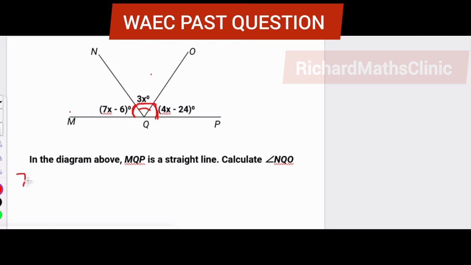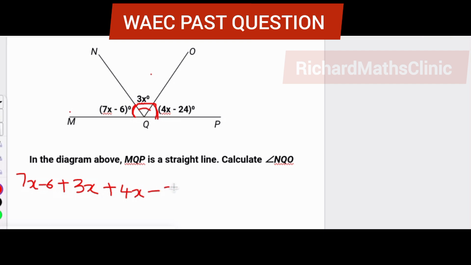Okay, so we have 7x minus 6 degrees plus 3x degrees plus 4x minus 24 degrees. These are the three angles that form the straight line. They are able to rest on a straight line. Now if you notice, I was able to draw an arc. Anytime you're able to draw an arc that shows the shape of a semicircle, that is 180 degrees. Okay, so that's how to get it.